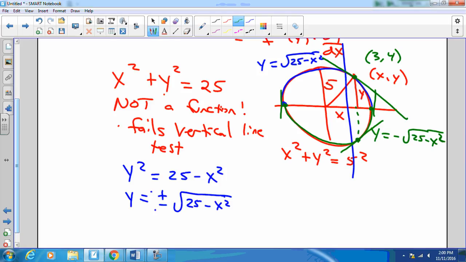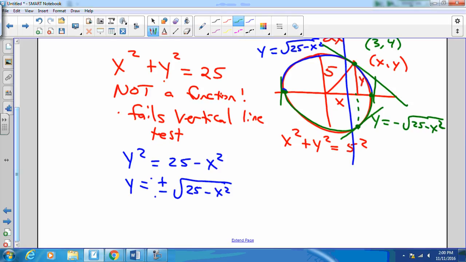Is there a horizontal tangent at (0, negative 5)? Yes, it is. Is there a vertical tangent right here at (negative 5, 0), and right at (5, 0)? Yes. A vertical tangent is a place where dy/dx is infinite. Okay, good.